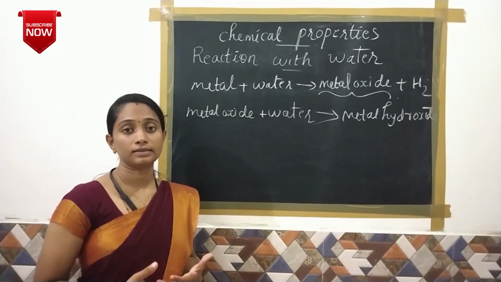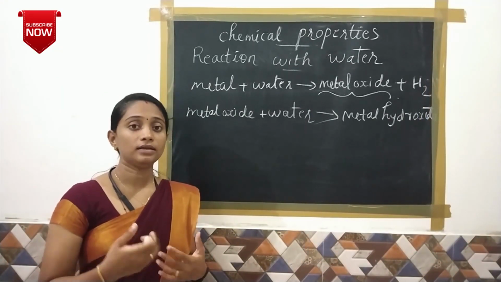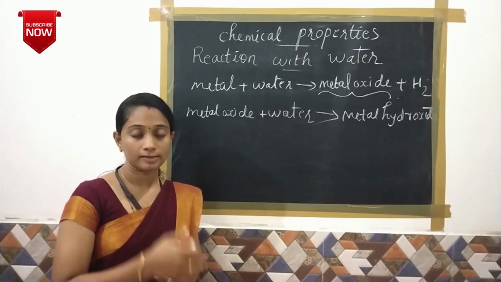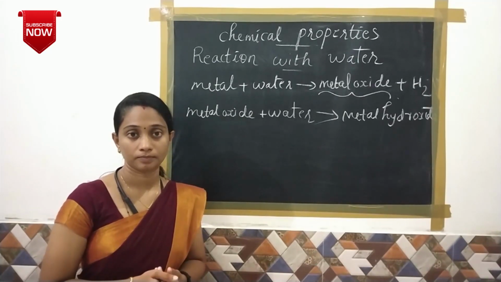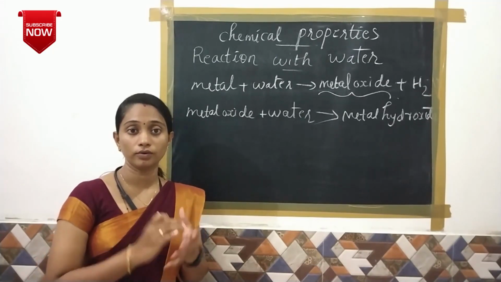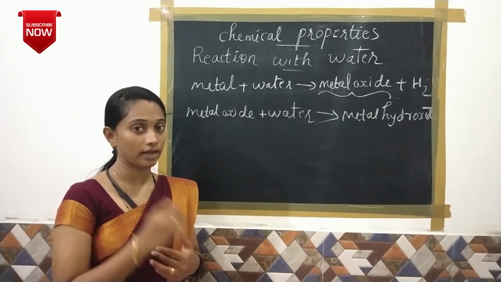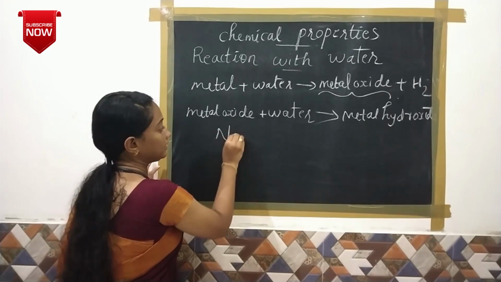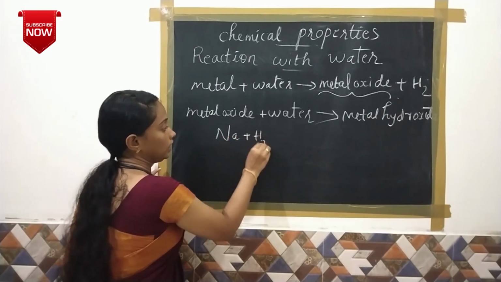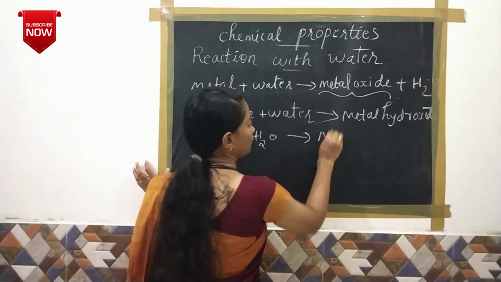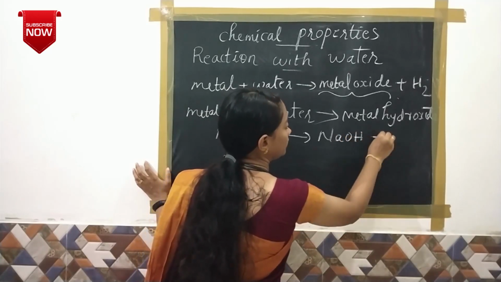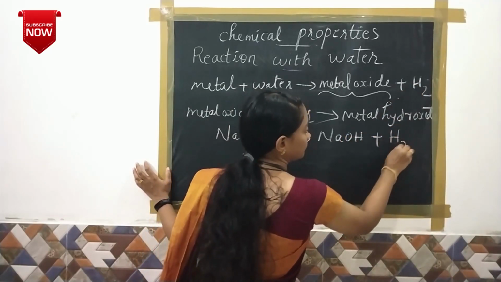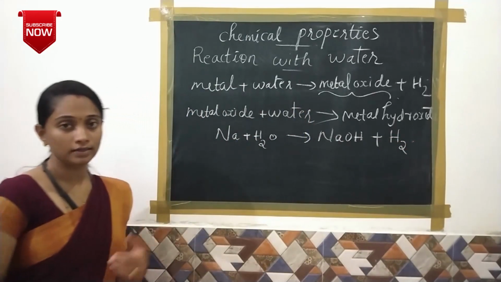Different metals react with water under different conditions. For example, sodium reacts with cold water and produces sodium hydroxide. Let us see the chemical equation. When sodium reacts with water, it produces sodium hydroxide along with hydrogen gas.